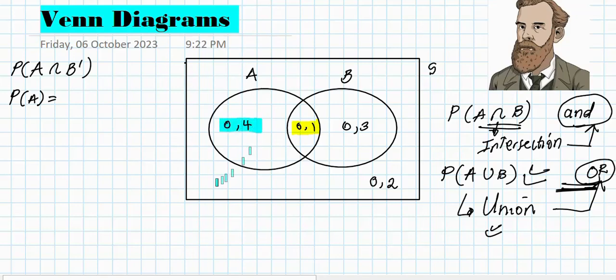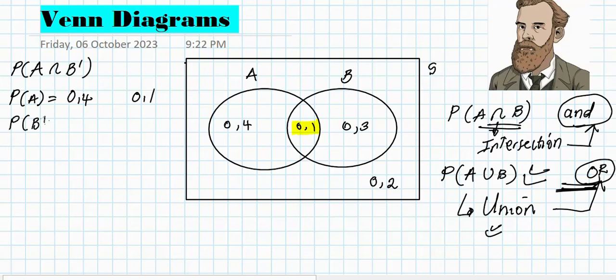So this 0.4 has something to do with A. I'll write that one down. And this 0.1 has something to do with A. So I'll also write that one down. Let me write them down. Let me remove this. So I have 0.4 and I also have 0.1 right there. Those are values that are the probabilities of A.